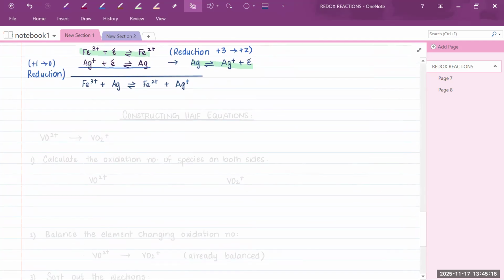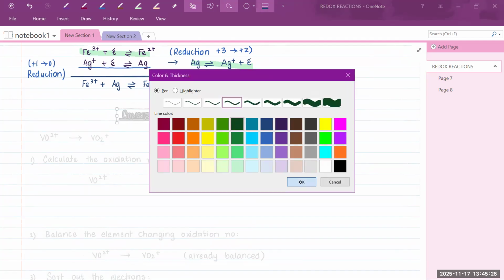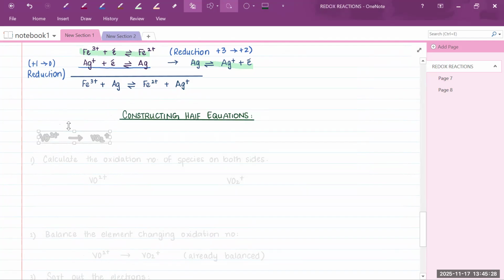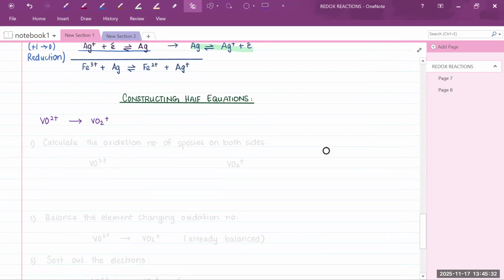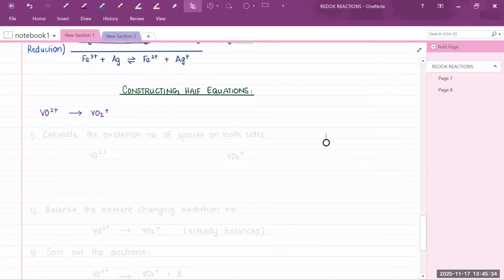Now there is the last thing we'll have to do, which is constructing half equations. If you're not given any half equation, they say that you have to construct it yourself. For example, you have been given two species, you don't know what to do with these, you'll have to construct the half equation with this. Now you cannot just add electrons and be done with it. You have to take it step by step.